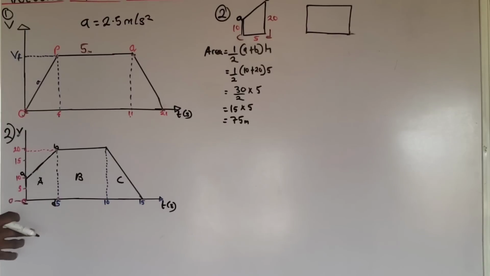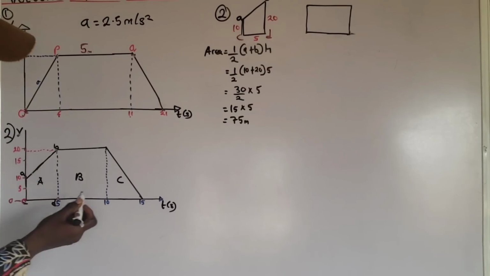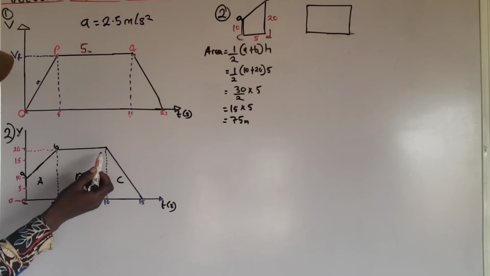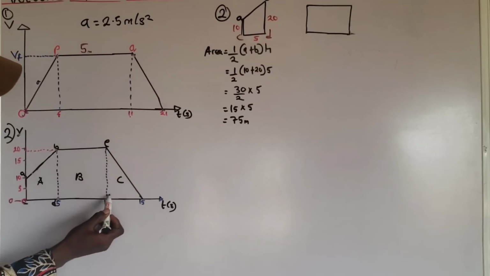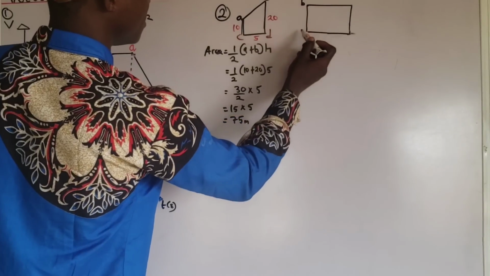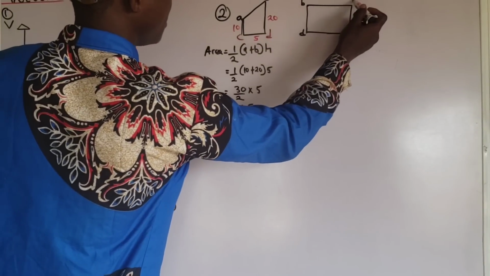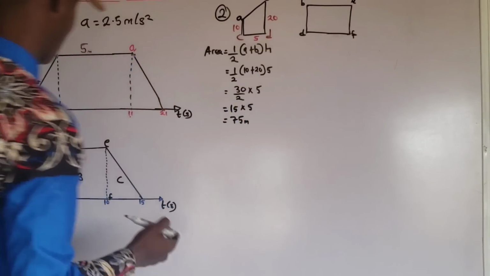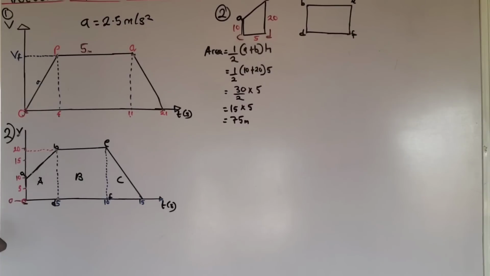Now we have, okay, let us call this one as well, letter A, B, C, D. Let's call this one E. Let's call this one F. Okay, so we have B, D, E, F. Okay, now please pay attention. You can see that the shape that we have is a rectangle. Area of the rectangle is what?